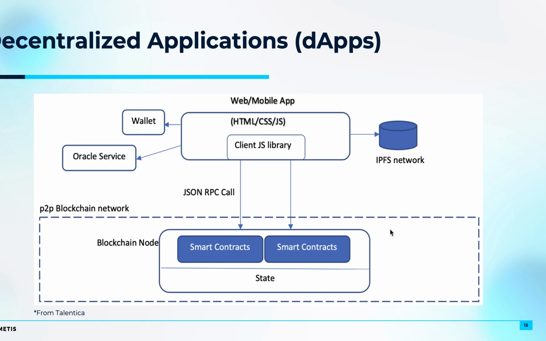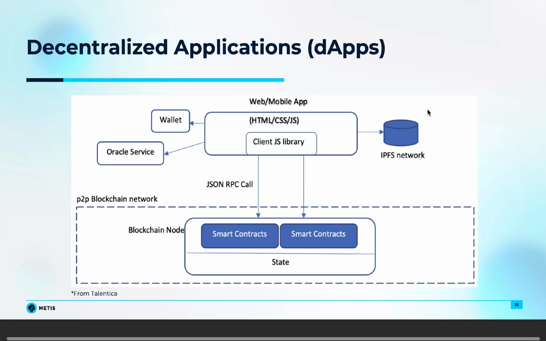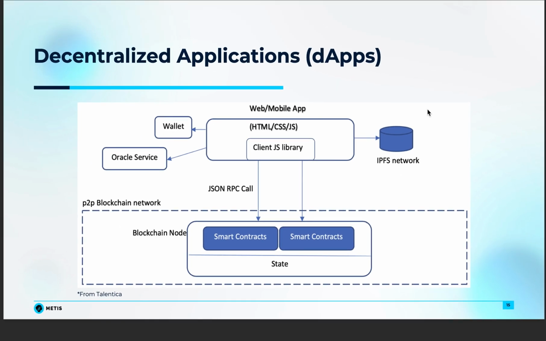And the mobile application does that through the JSON RPC calls. Every time a transaction is executed on a smart contract, the state of the blockchain is updated, and the state is continuously maintained by all blockchain nodes in the peer-to-peer network. So that is basically how a decentralized application works.